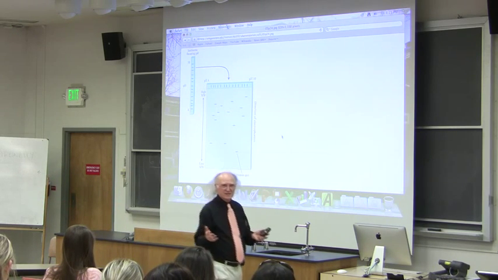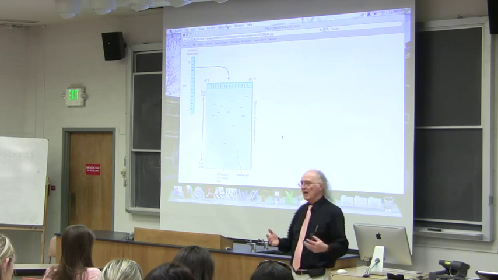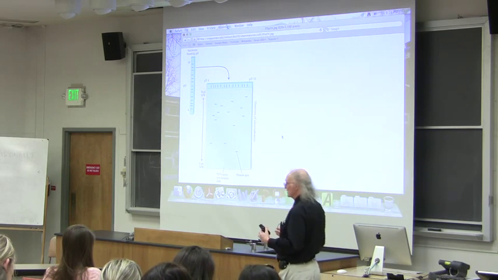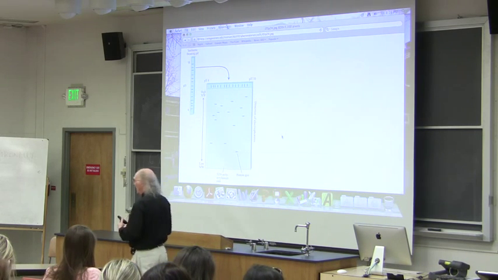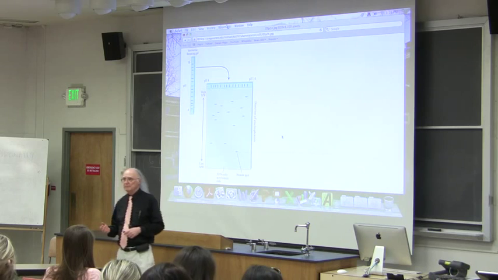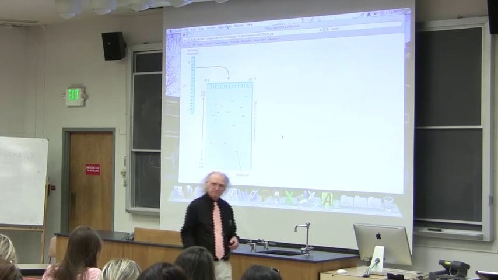2D gel electrophoresis is a phenomenal technique that allows us to make these kinds of comparisons. It's revolutionized how we analyze proteins. Absolutely revolutionized how we do that. Questions about that?